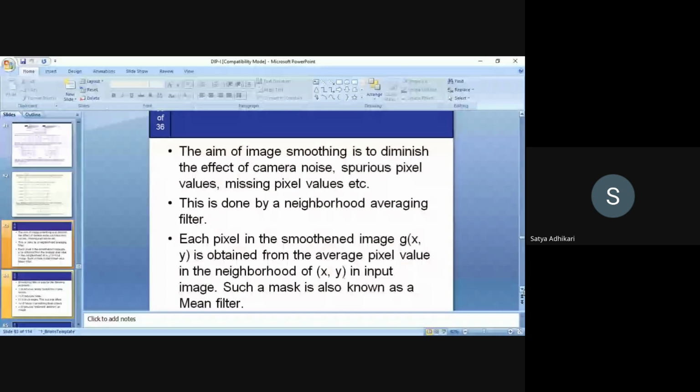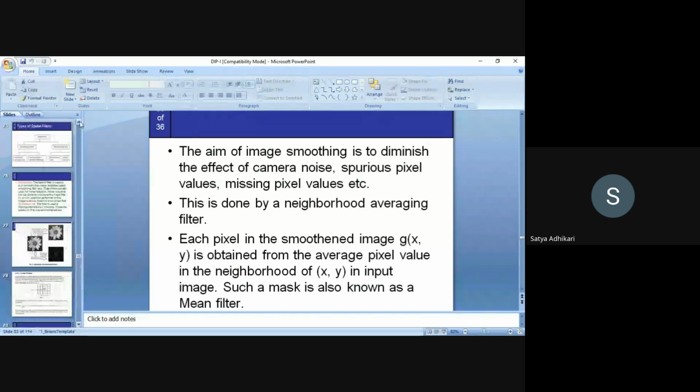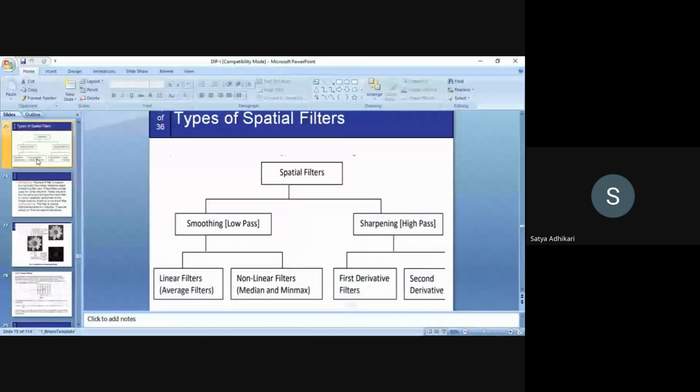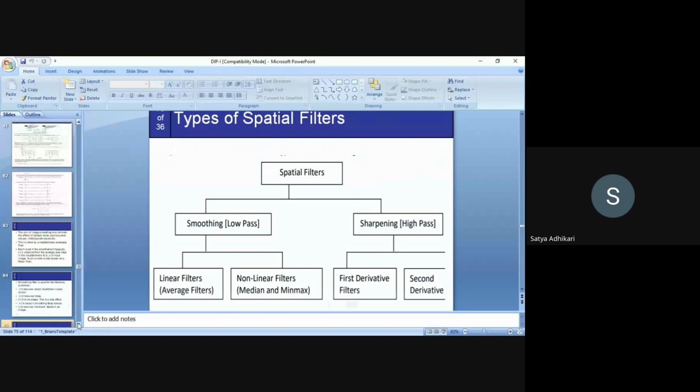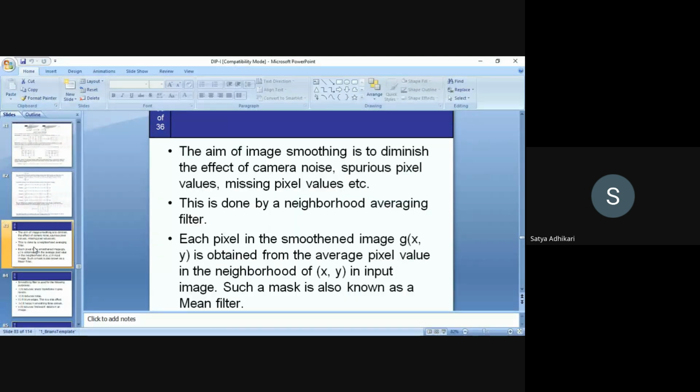So the aim of image smoothing is to diminish the effect, known as smoothing. Please recall the block diagram: spatial filtering is divided into smoothing and sharpening. We are now discussing smoothing. It is used to diminish the effect of camera noise and spurious pixel values, because every pixel's new value is calculated by taking into consideration its neighborhood pixels.